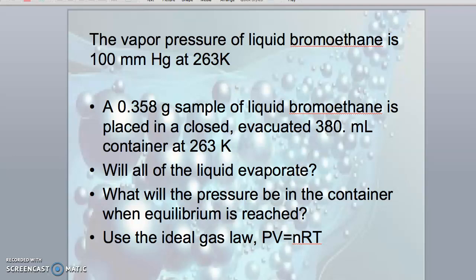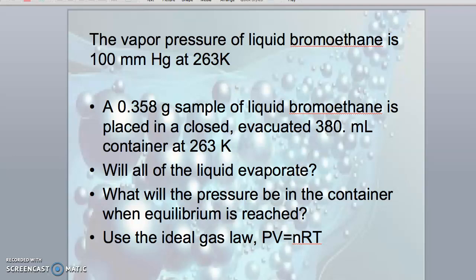So what I've done here is I didn't do the work out. I'm just going to talk through this. You should be able to do this. We're using PV equals nRT. And what I did is I rearranged the equation, and I just divided both sides by the volume. So I have P equals nRT over V. So the number of moles, we took the grams of bromoethane and the molar mass, and I have 3.2853 times 10 to the negative 3 moles of my bromoethane.